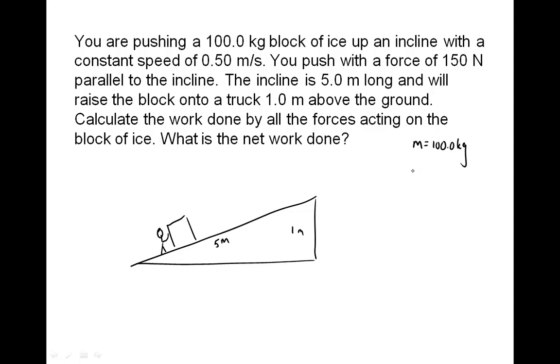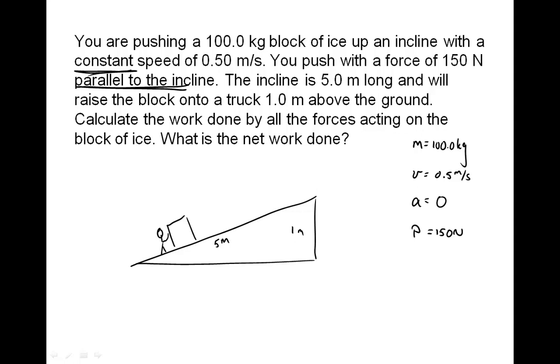We're given that we have a constant speed of 0.5 meters per second. Now the fact that that's a constant speed also tells us that the acceleration here is equal to zero. I'm going to need that. We're pushing with a force of 150 newtons, so I'll call that P is equal to 150 newtons, and that's parallel to the incline, so we have a direction. We'll take advantage of that in a moment. And of course we're given the distances of 5 meters and 1 meter.